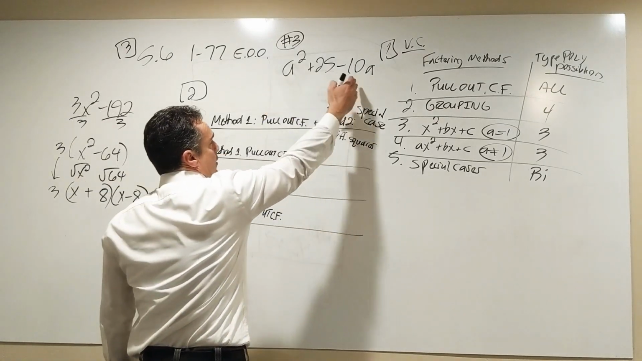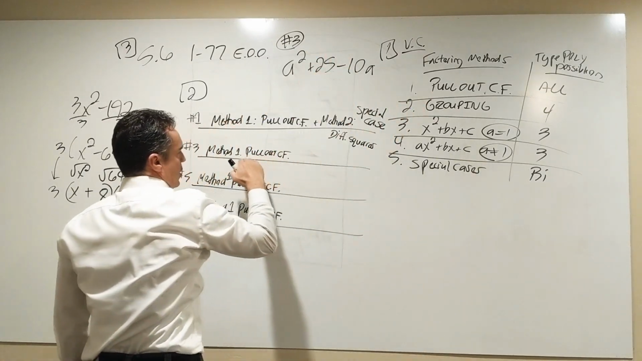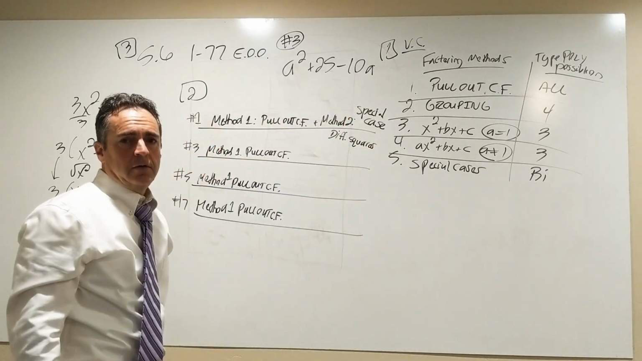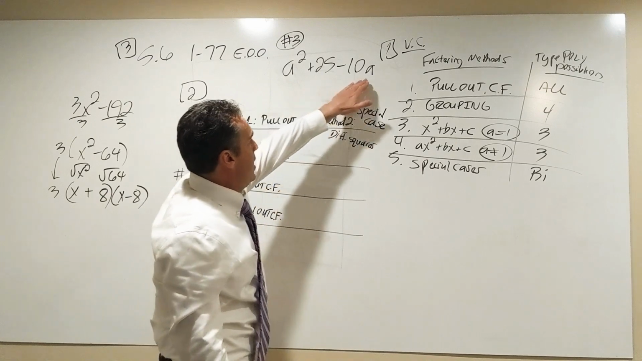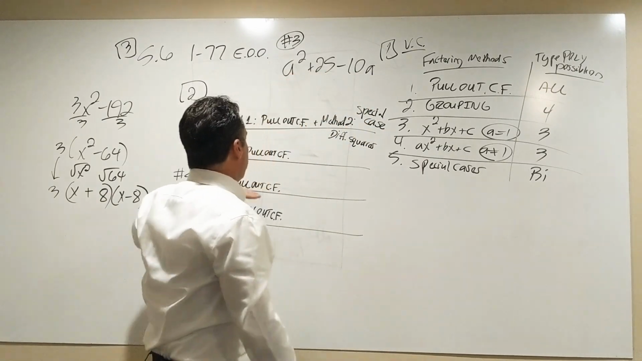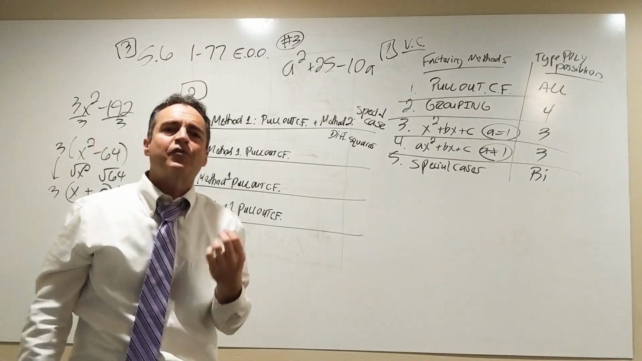So we look at this and we say, hey, every problem could have a common factor, so we write that here. But listen, does it have a common factor? It does not. A is not divisible by 5, 25 is divisible by 5, 10a is divisible by 5. But we still write it because we still have to look for it.